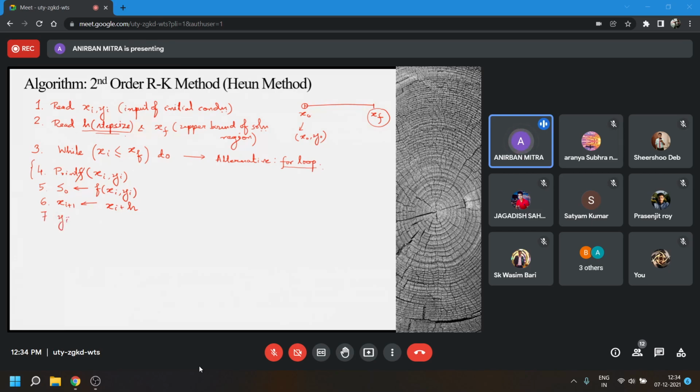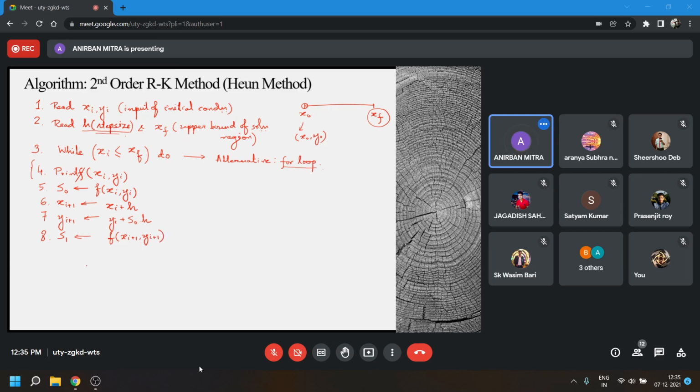Then get xi plus 1, that is the next step, which is xi plus the step size h, already known, so you can get that. Then yi plus 1 is going to be yi plus s0 into h. By the way, this is not the solution. Remember that this is where we are getting the next point at which to calculate the slope. So number 8 is that particular slope s1. This is going to be f of xi plus 1, yi plus 1.